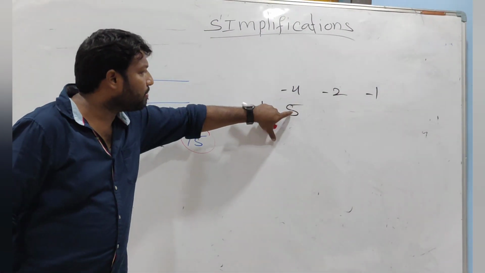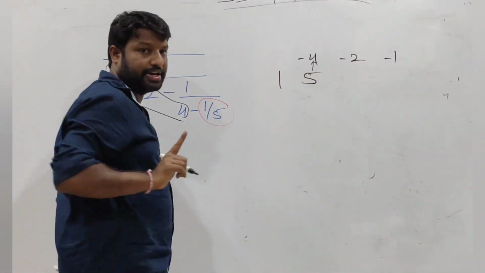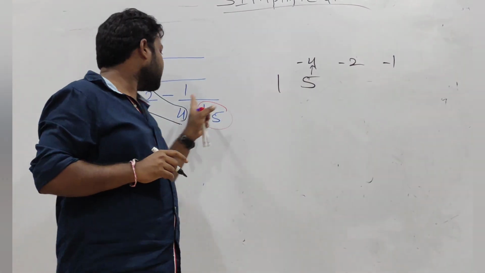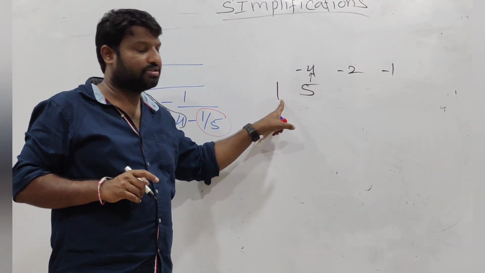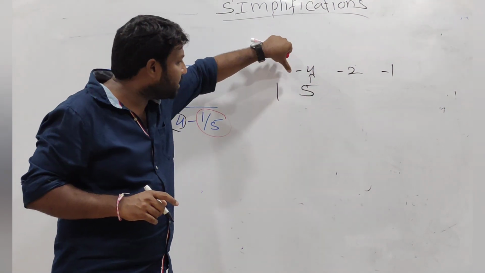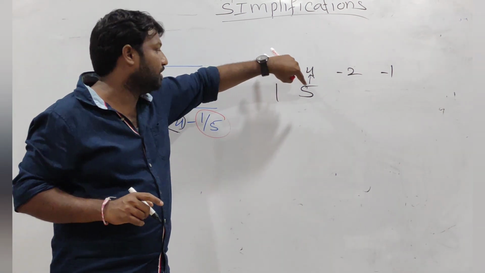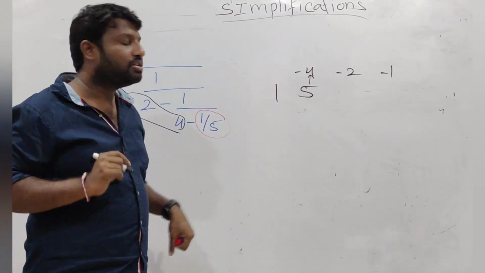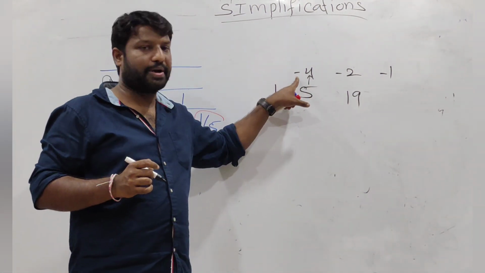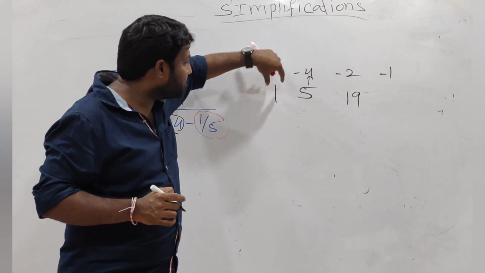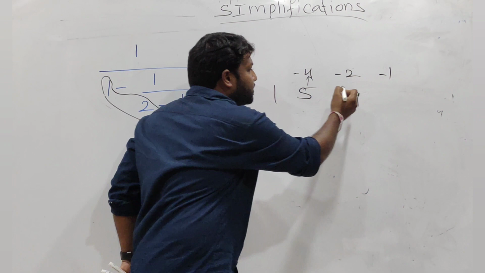The method is the same. So multiply these two numbers, 5 into 4. 5 4s are 20. If plus is there, you should add. If minus is there, you should subtract the previous value. So 5 4s are 20, minus the previous number, 20 minus 1 is 19. You should multiply only these two numbers, not with minus. Next you multiply these two numbers.